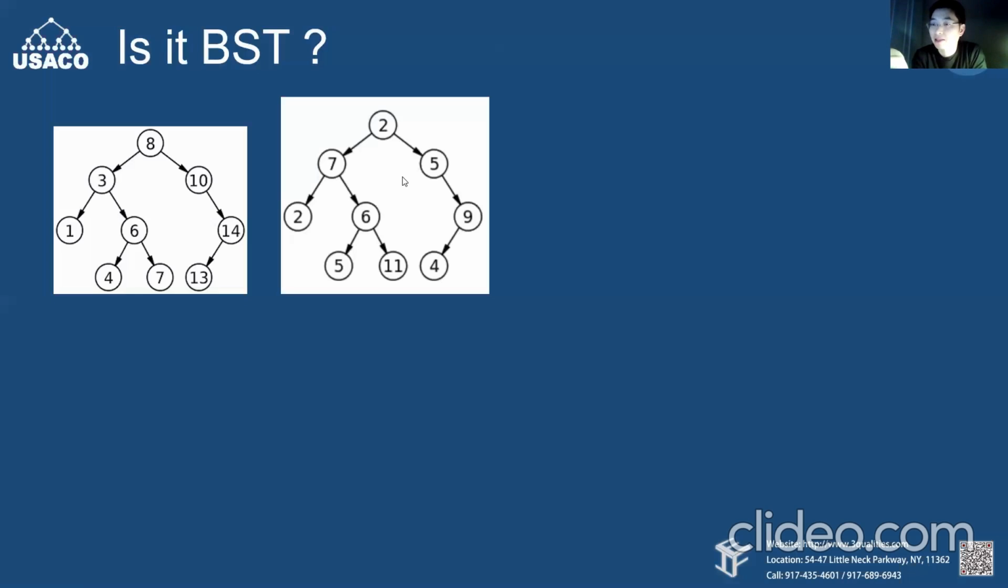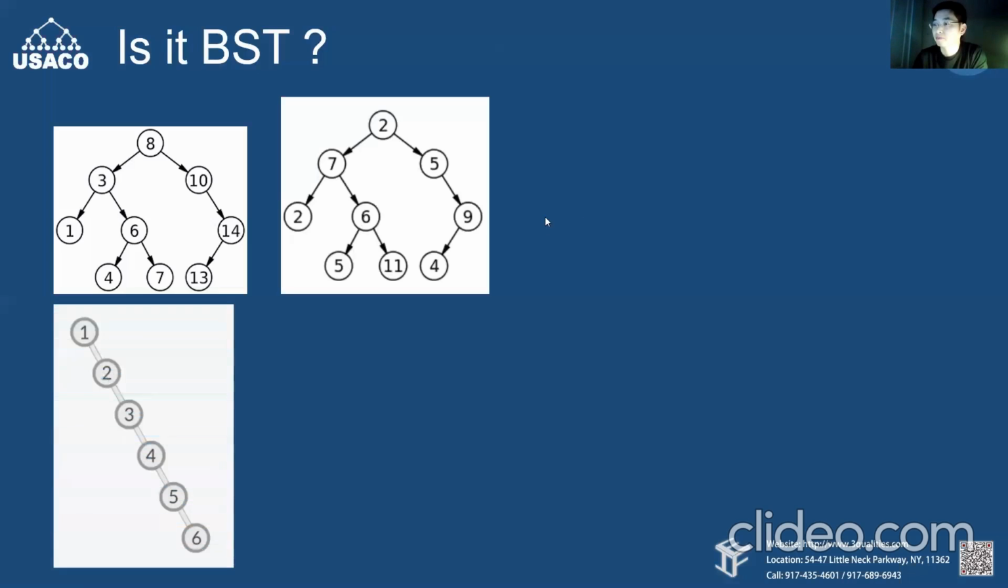Well, what I said: left smaller than middle, right is bigger than middle. That is the requirement, right? 7 is bigger than 2. How come the 7 appears in the left side? So it's definitely not a BST tree, okay?